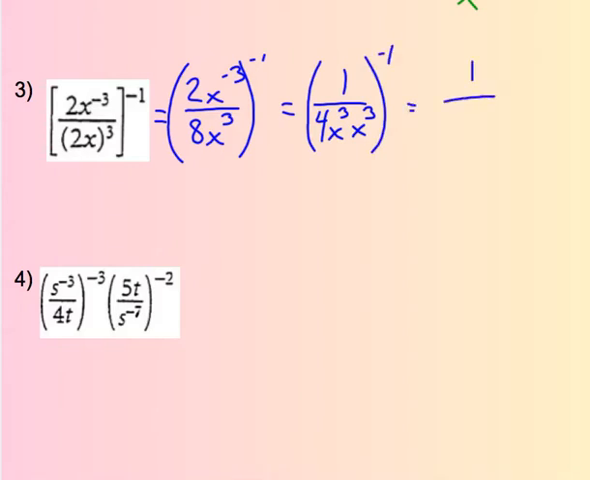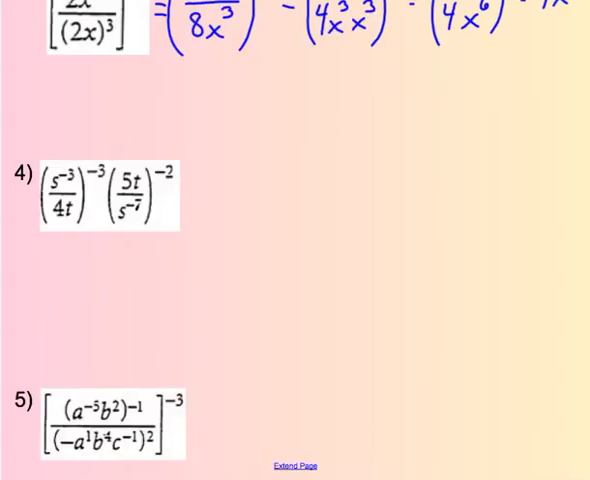Multiplying those powers in the denominator, I get x to the 6th, and the negative 1 power really just means flip it. So it becomes 4x to the 6th in the numerator instead of in the denominator.